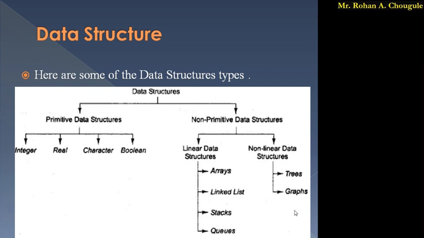In primitive we have integer, real, character and boolean, whereas in case of non-primitive we again have two types, linear data structure and non-linear. Linear contains array, linked list, stack and queue, and non-linear data structure contains tree and graph. Right? So in the next lecture we are going to discuss linear and non-linear data structures. Okay, so I think you understood the concepts, that is the basic terminology and the definition of data structure. So in the next lecture we will discuss the things related to array, linked list, stack, queue, tree and graph.